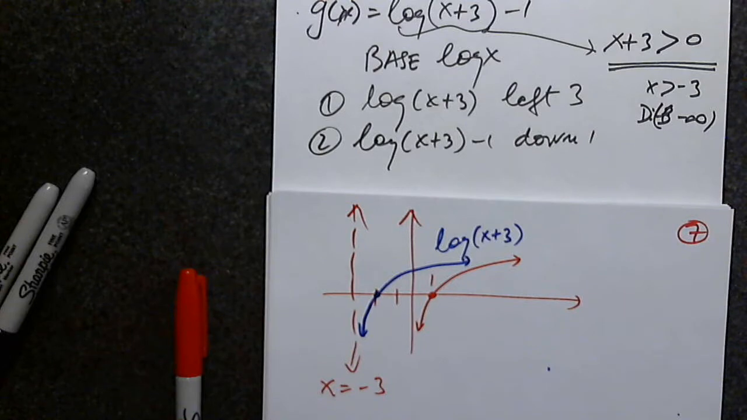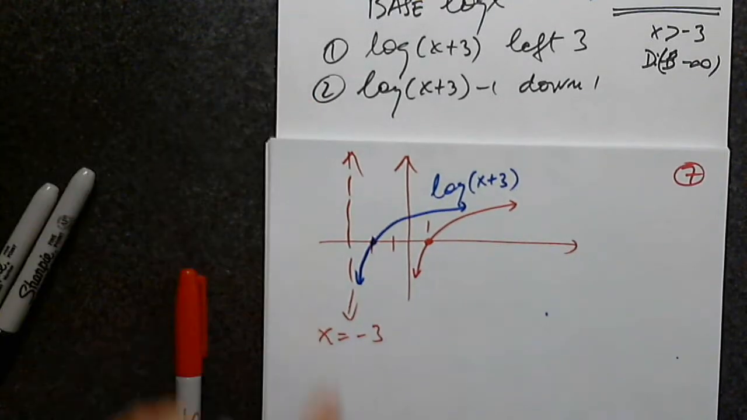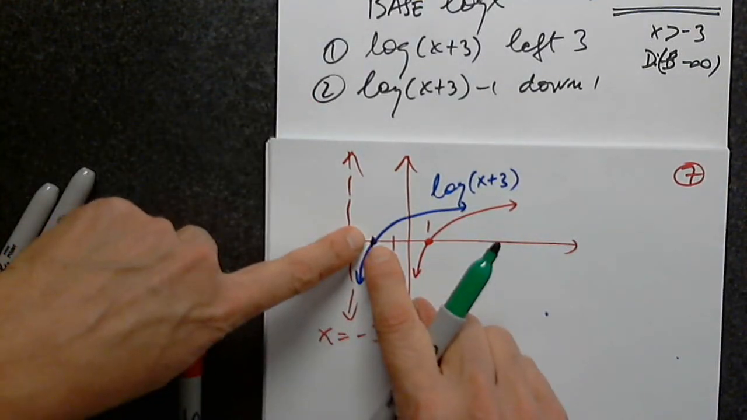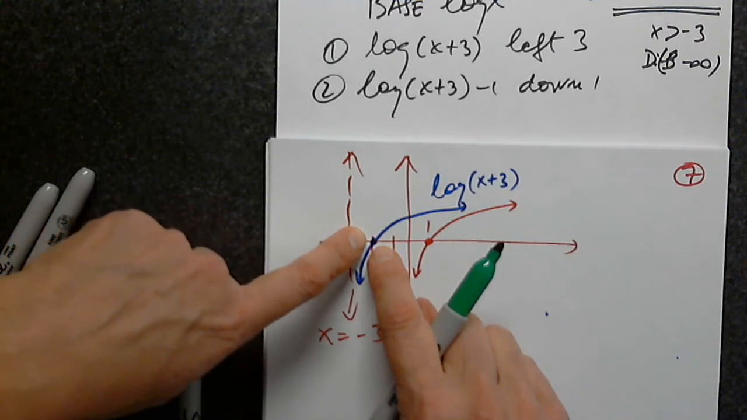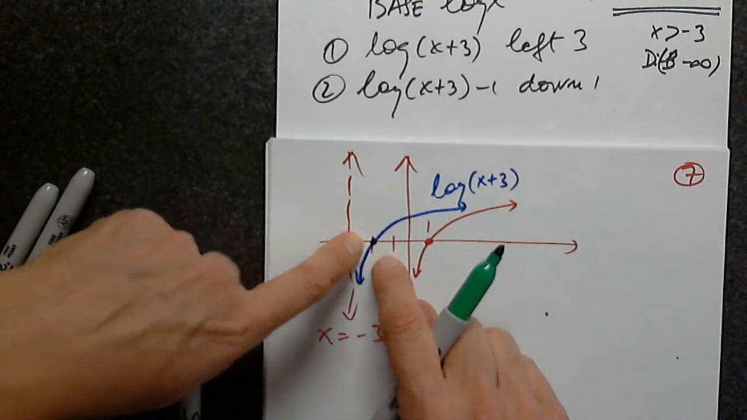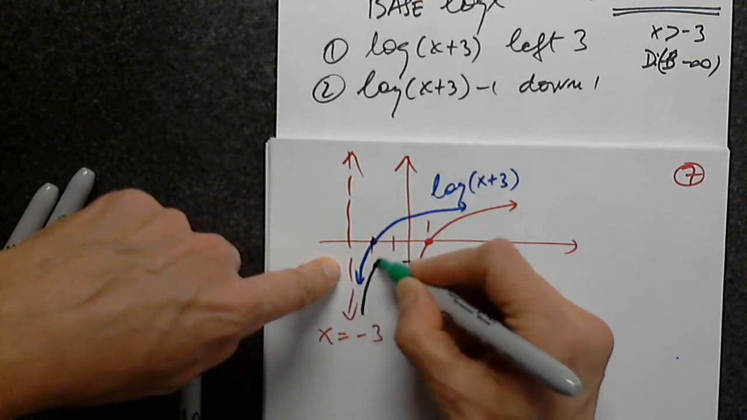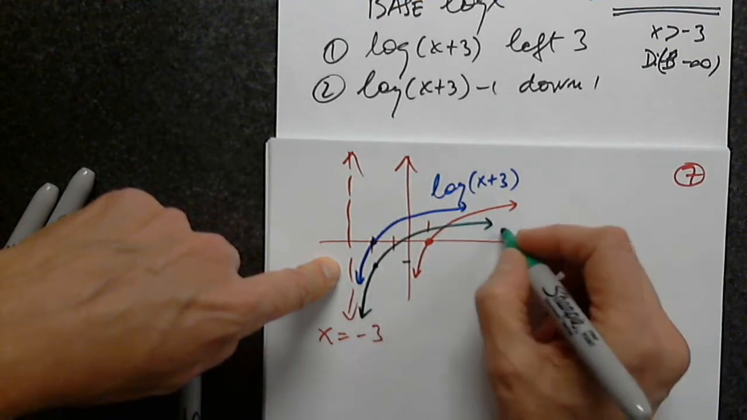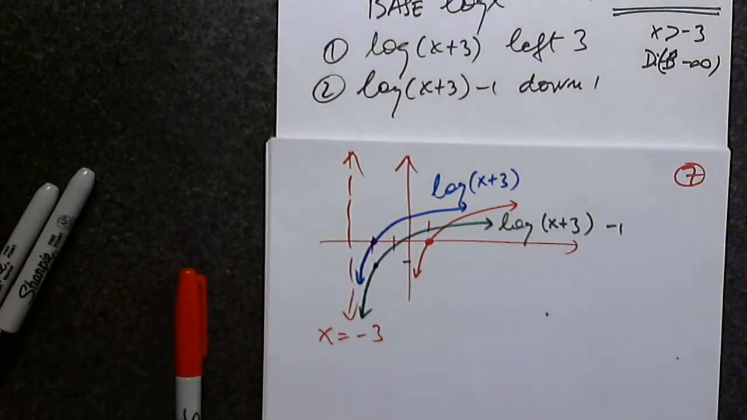And now you told me to do what? You said shift this graph down 1. So where does my marker go? From negative 2, 0 to which point? Just read the point. Negative 2. Exactly. Indeed. So here's the graph. So this is log x plus 3 minus 1. Indeed.